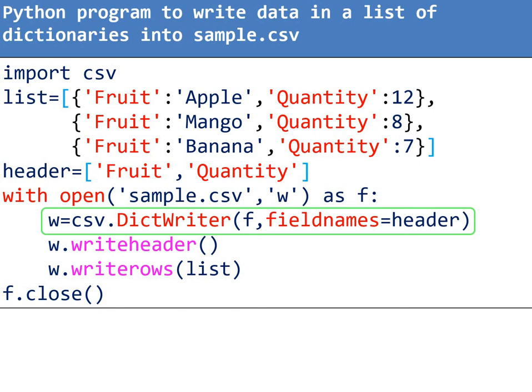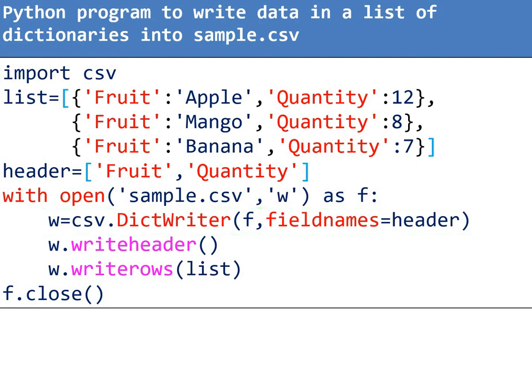Here I have used the DictWriter function instead of the writer function because I want to write dictionaries into the CSV file. That is, my data is in the form of dictionaries. So when you want to write data which is in dictionaries into a CSV file, you have to use the DictWriter function of the CSV module. Here the additional parameter fieldnames equal to header will store the dictionary keys.